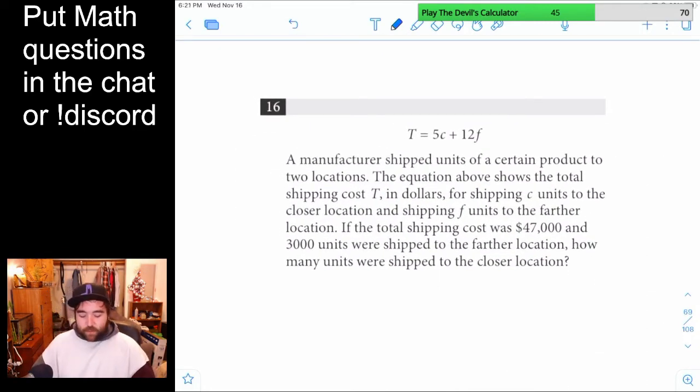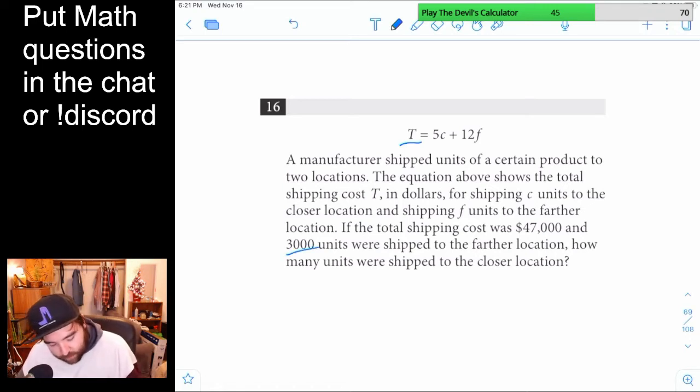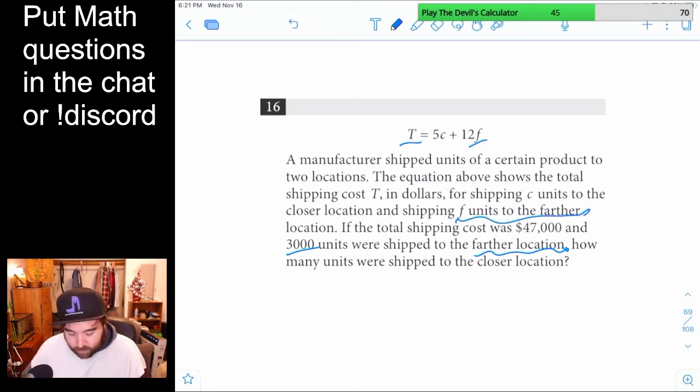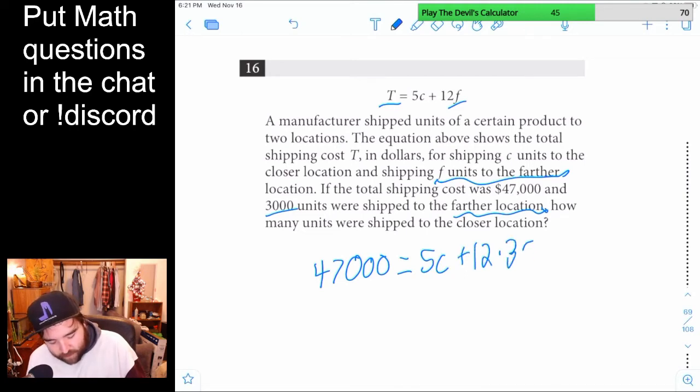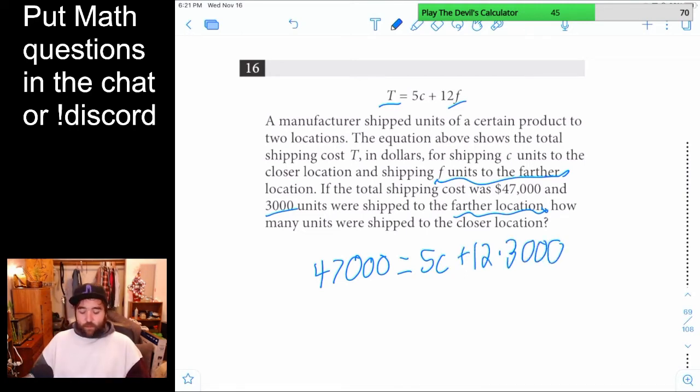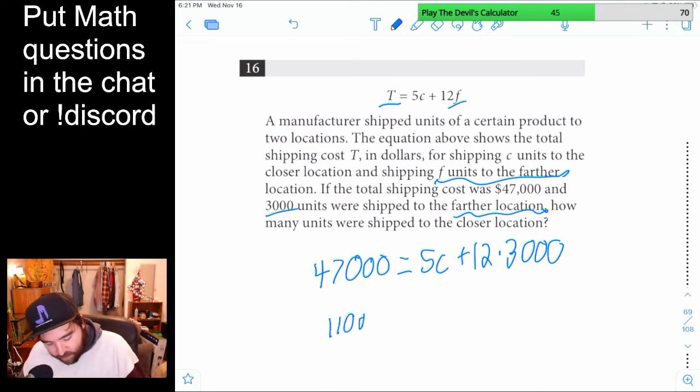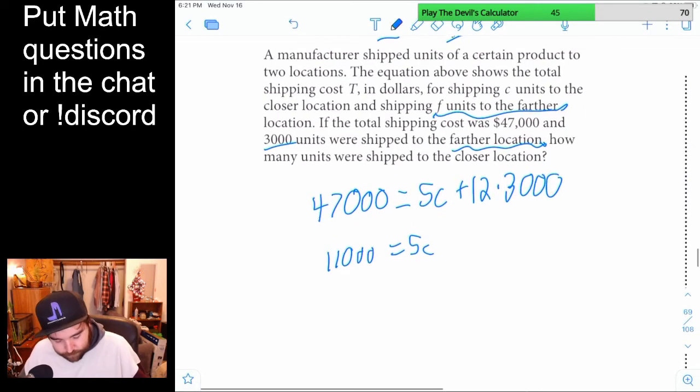A manufacturer shipped units of a certain product to 2 locations, yada, yada, yada. The total shipping cost was 47,000. So total, that's definitely T. And 3,000 units were sent to the farther location, so that's going to be the F. It tells us that right here too. It's one of those where we just got to plug in and solve. So the total was 47,000. We don't know how many close ones there were, but there were 3,000 far ones. So 12 times 3,000 is 36,000. Subtract that to the other side. 11,000 equals 5C.